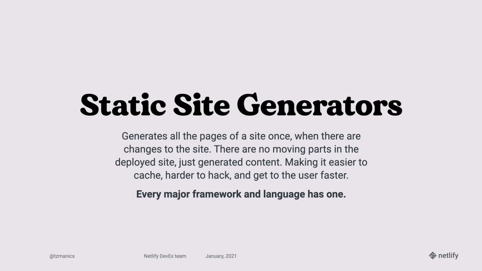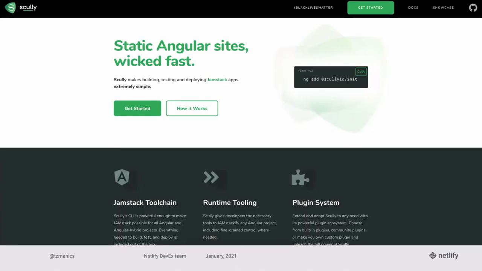That way, whenever there's a change, it generates all of the HTML that you need so that when you're deploying these things, when the client requests them, you're just giving them these static assets. So that makes it not only easy to cache, it makes it harder to hack and get to the users faster. So the one that we are lucky enough to have is Scully.